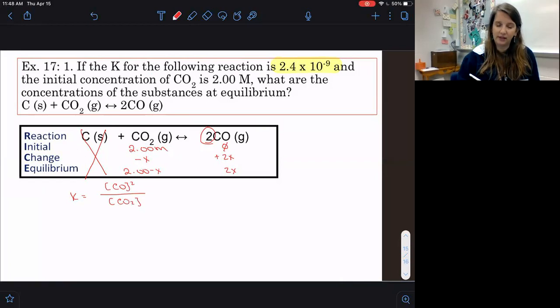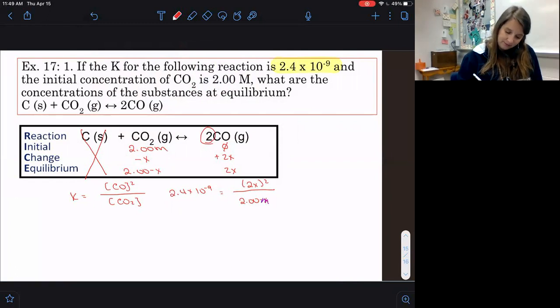And I can go ahead and start plugging in my numbers. So I have 2.4 times 10 to the negative 9, very small value of K, favoring the reactants. And then I'm going to have 2x squared on the top, and I'm going to have 2.00 minus x on the bottom. So remember, if these are raised to different powers, then the x on the bottom is negligible, and I can make sure I don't include that in my equilibrium calculations.